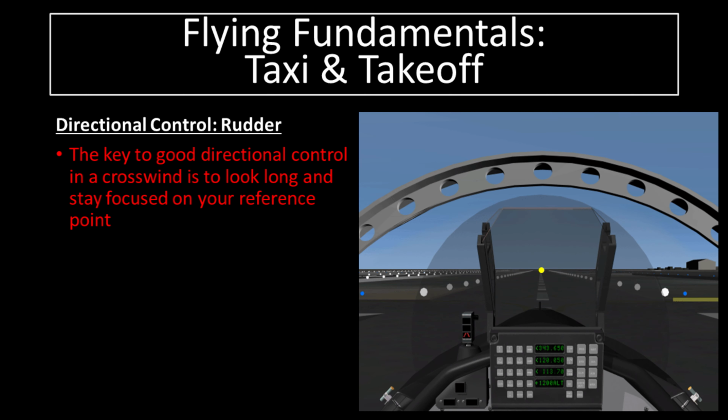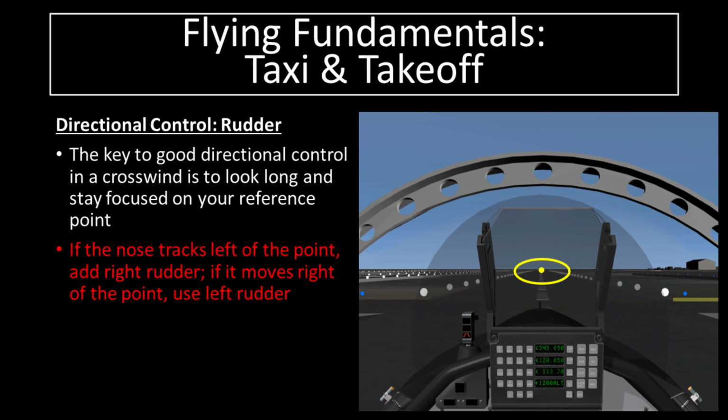The key to maintaining centerline during a crosswind is to look long and stay focused on the aim point during the takeoff roll. If the nose tracks left of the reference point, add right rudder. If it moves right of the reference point, use left rudder.